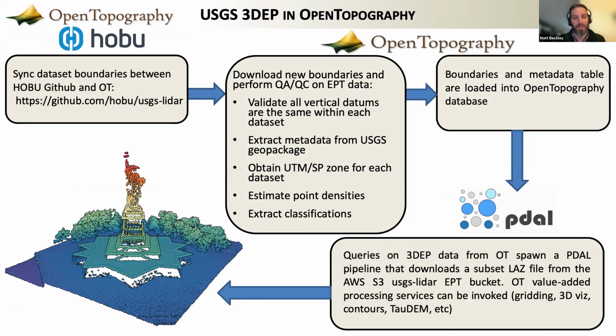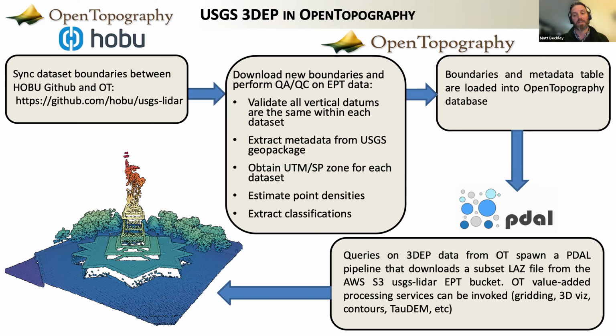So this is more of an under the hood look at what's actually going on to enable 3DEP access through OpenTopography. So as I mentioned, Howard Butler set up this bucket in conjunction with the USGS. He also has a GitHub site where he does the processing of that data. And as part of that processing, he creates a JSON file with boundaries for each 3DEP data set as it comes in. So with OpenTopography, we sync with that resource, and anytime a new boundary comes in, we download the boundary and we download all of the EPT files, and then we run our own QA QC on that data.